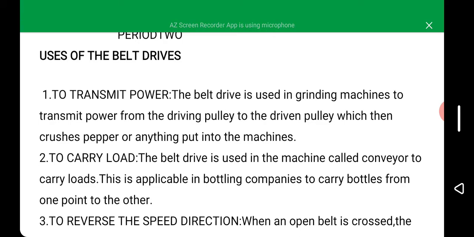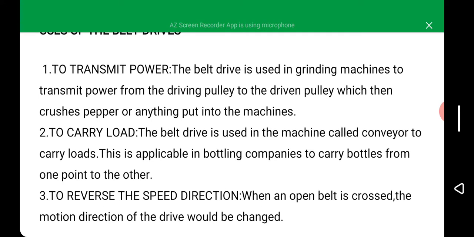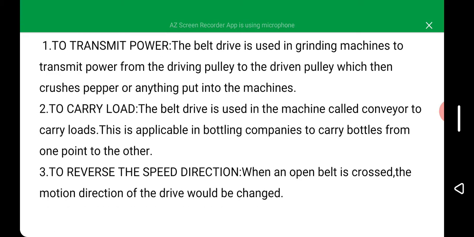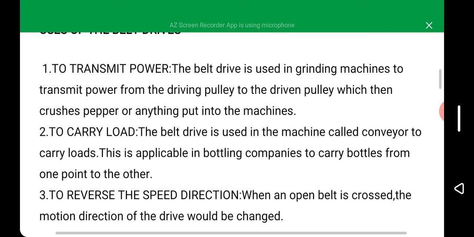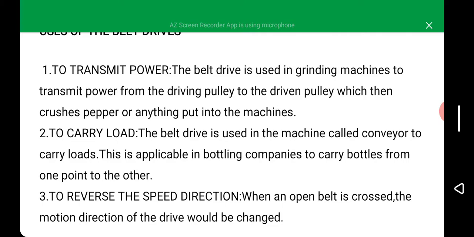Also, to carry load. How? The belt drive is used in a machine called a conveyor to carry load. This application is applicable in bottling companies to carry bottles from one point to the other. If you go to, for example, a company like Coca-Cola, you will understand what I'm trying to explain. So this is what is used in carrying load.